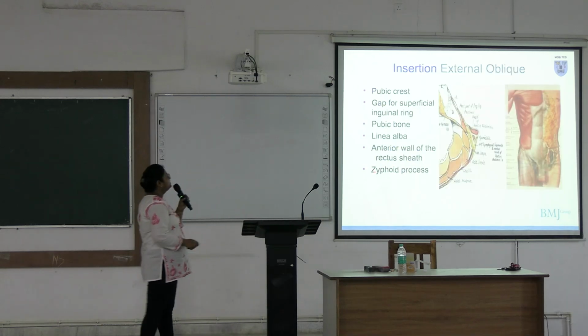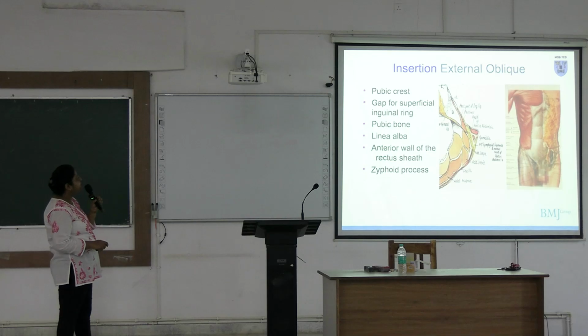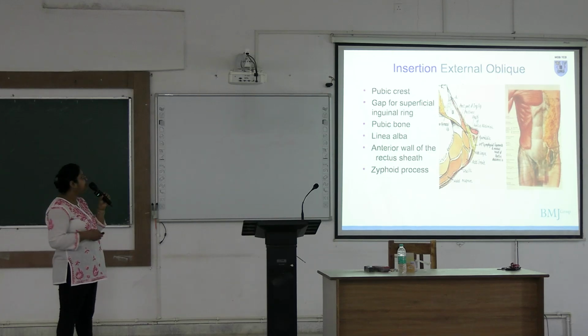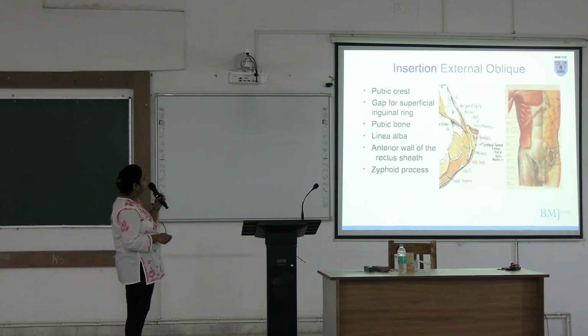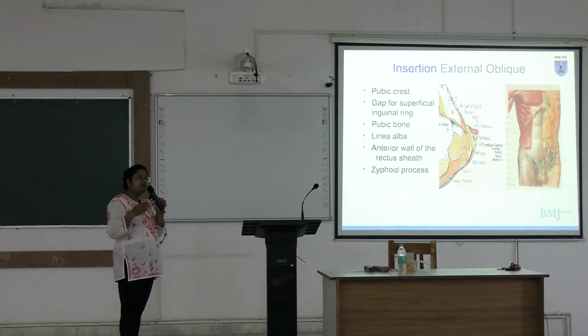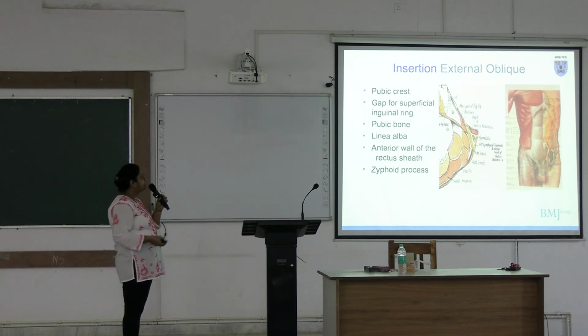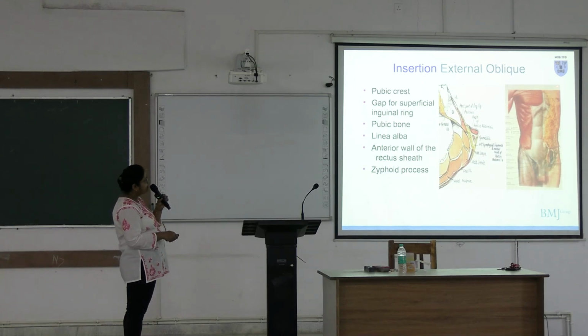Next we are going to the insertion. Insertion into the pubic crest along the inguinal ligament, pubic crest, and here is one gap for superficial inguinal ring. That is formed by two crura, superior and inferior crus. Okay, they are together forming the superficial inguinal ring, and insertion is extended over the pubic bone. Here all of this portion is the insertion. Here is the origin. Here some modifications are occurring as aponeurosis, and all of this portion is the insertion of the external oblique.